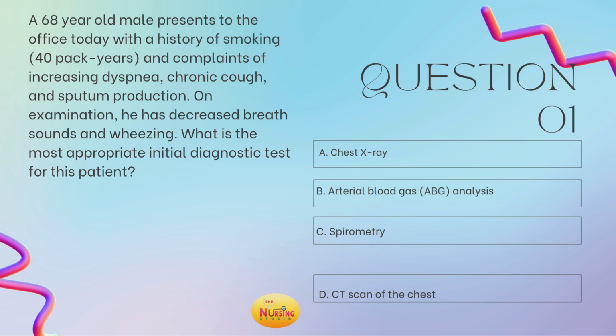So, this patient came in, has a smoking history of 40 years, 40 pack years. They're having increased dyspnea, chronic cough, sputum production, and on exam, their breath sounds are decreased and there is noted wheezing, right? So this should start to put you in the mind of COPD. So gold standard is C, spirometry.